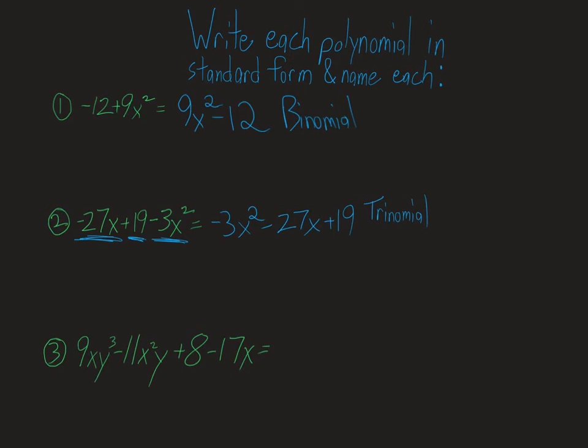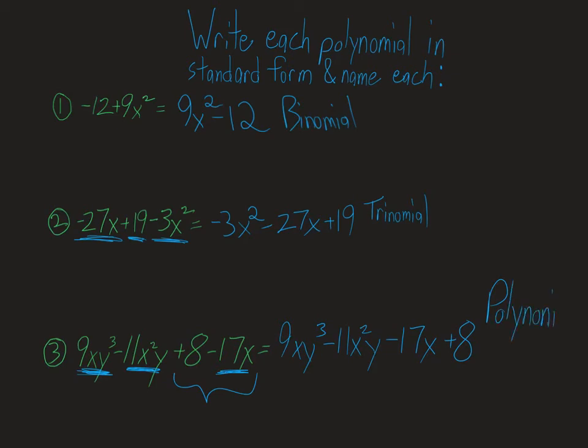Okay, next, getting a little bigger. There's my y cubed, that's my biggest exponent. Then I've got a squared, so I'll go with that for the minus 11x squared y. Now with what's left, they have no exponents, so that's an exponent of 1. But remember, go with the variable first, minus 17x, and then your constant last. And there are 4 terms here, which means we call it a polynomial. There we go. Polynomial.